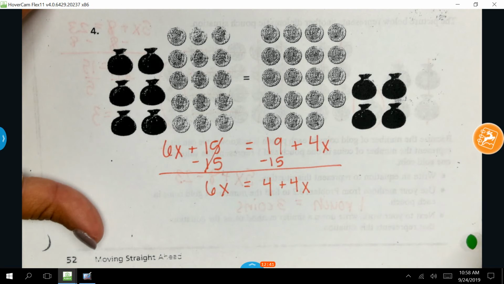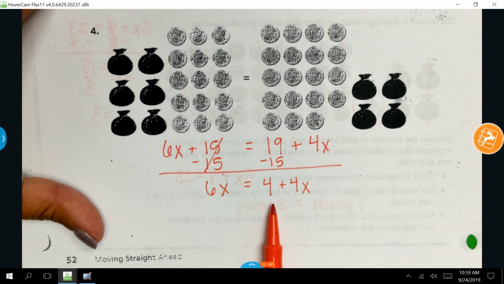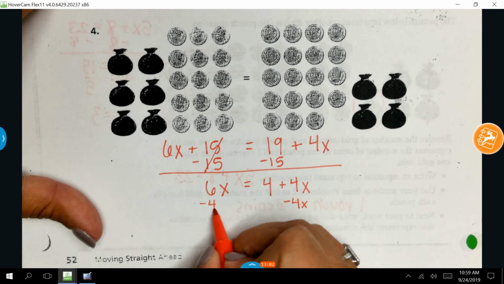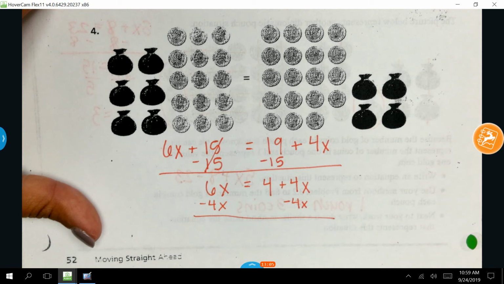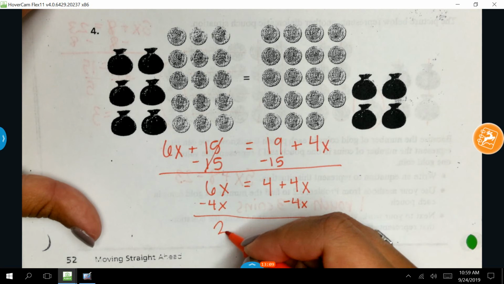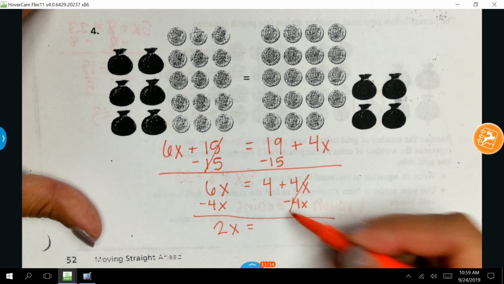Okay. So I got all my coins on one side. Now I need to get all my pouches on the opposite side. So that tells me that I have to take care of this 4x first, because I want that 4x gone. So what do I do? You subtract both sides by 4x. Yeah, subtract both sides by 4x. So what do I have on the left? 2x equals 4.